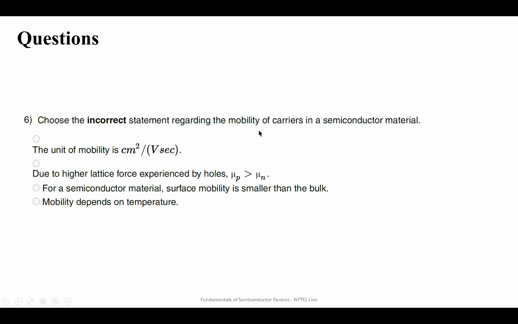Choose the incorrect statement regarding the mobility of carriers in a semiconductor material. The unit of mobility is centimeter square per volt second. Due to higher lattice forces experienced by holes, hole mobility is greater than electron mobility. For a semiconductor material, surface mobility is smaller than in the bulk. Mobility depends on temperature. Which of these four is the incorrect statement?